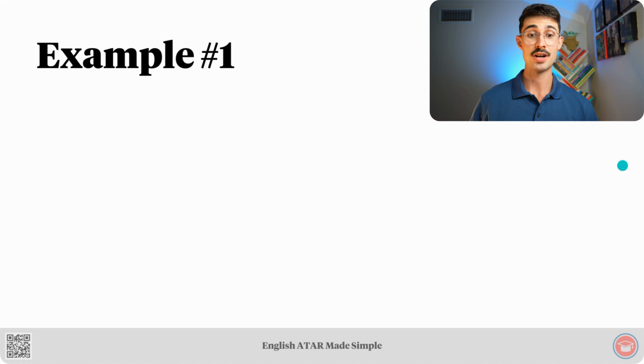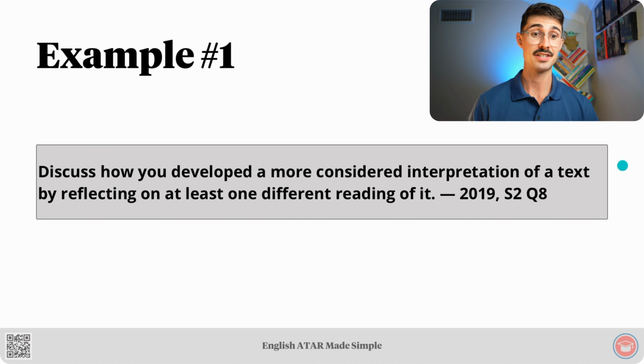Here is example number 1. The question is, discuss how you developed a more considered interpretation of a text by reflecting on at least one different reading of it. FYI, we analysed this question but a different text in the lesson in Module 2 called Your Reading, Interpretation and Response. So if the question sounds familiar, that is why.